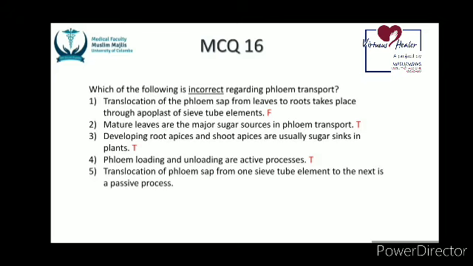Statement number 5. Translocation of phloem sap from one sieve tube element to the next is a passive process. Now we know that the phloem translocation along the sieve tubes occurs along a pressure gradient from the source end to the sink end. So translocation of phloem sap from one sieve tube element to the next is a passive process, and this statement is true. So in this question, the incorrect statement will be statement number 1.